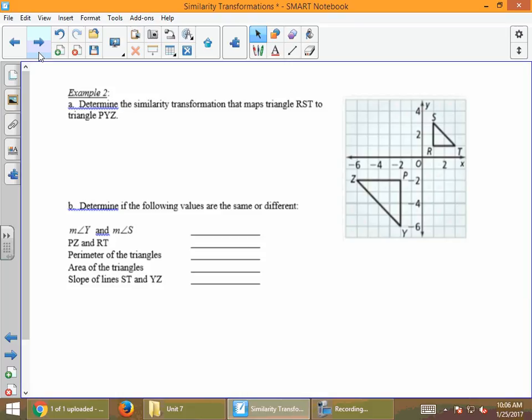Which triangle did we start with? The little triangle or the big triangle? The little one, right there. So how do I get that one over to where the big one is? What do I need to do?